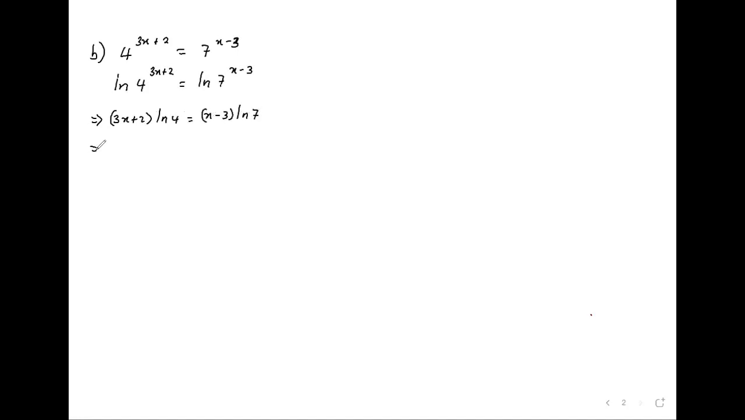multiplied by ln 7. Then do the expansion, so 3x ln 4 plus 2 ln 4 is equal to x ln 7 minus 3 ln 7, giving us x(3 ln 4 minus ln 7) is equal to minus 3 ln 7 minus 2 ln 4. So here I've taken this to this side and moved that to the other side, and then factored out x, which is common.